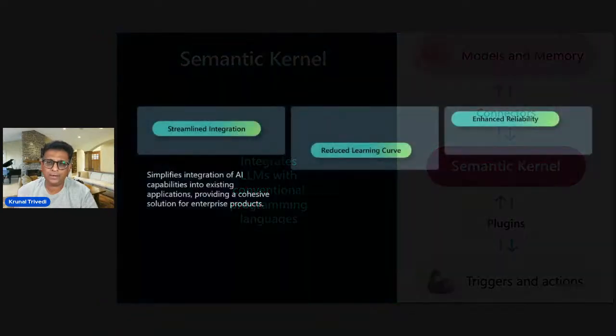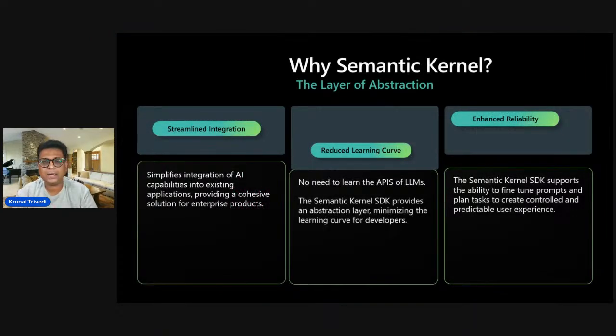Now, why Semantic Kernel, friends? Again, as I told you, it provides the layer of abstraction. The Semantic Kernel SDK is a valuable tool for adapting AI into your application. It simplifies the challenges of calling direct APIs and cuts down on the learning curve, as you are not going to learn the internals of various AI models, and it incorporates the latest AI developments. It offers a streamlined pathway for developers to quickly create new AI solutions or enhance existing products and applications.